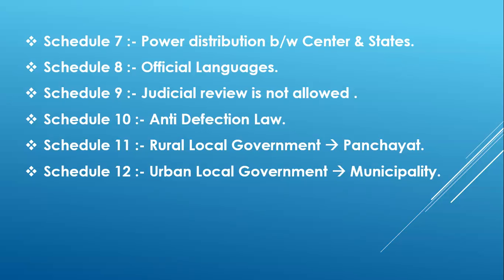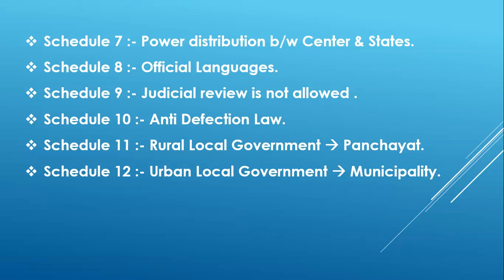But friends, for the laws which are included in Schedule 9, the judiciary has no power to do judicial review. So Schedule 9 is the schedule which has the list of all those laws on which the judiciary does not have the power of judicial review. Now friends, what is Schedule 10? Schedule 10 is the anti-defection law.